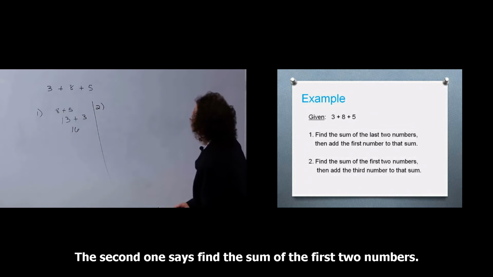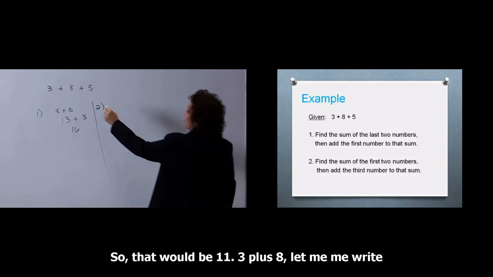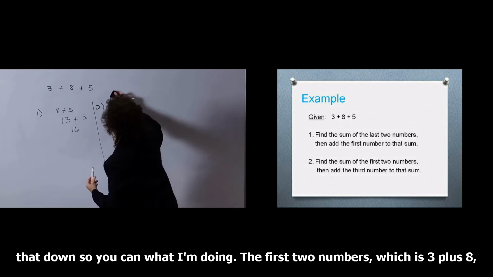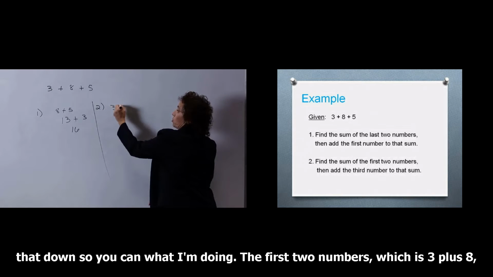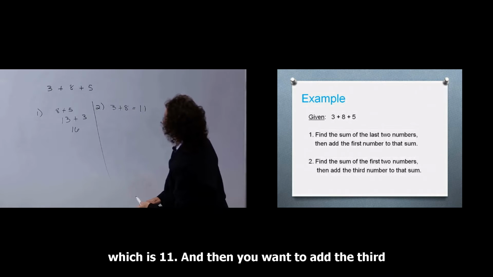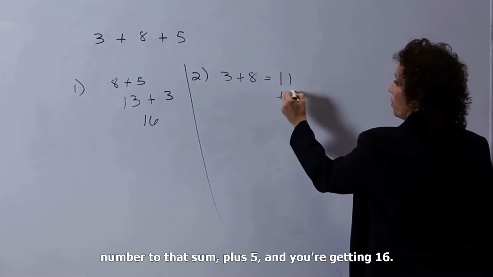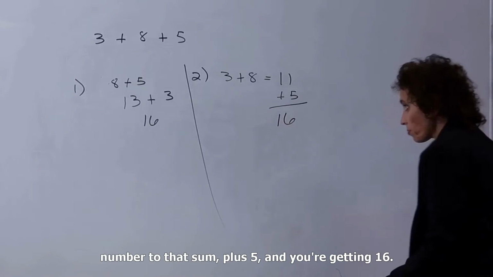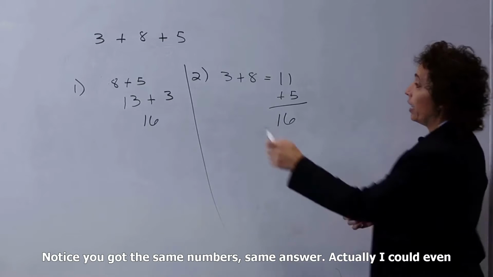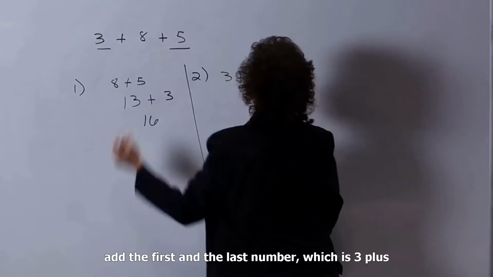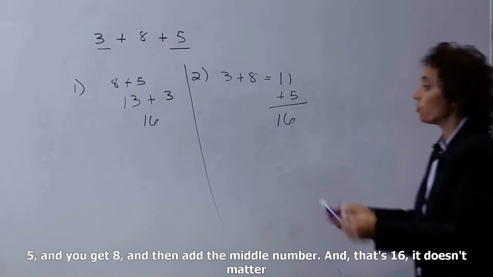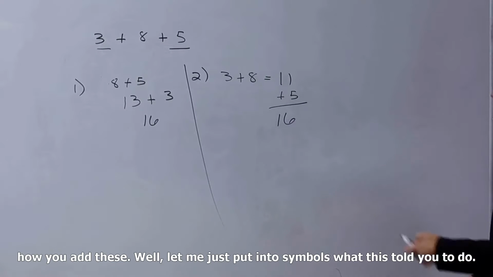The second one says, find the sum of the first two numbers. So that would be 11. 3 plus 8. Let me write that down so you see what I'm doing. The first two numbers, which is 3 plus 8, which is 11. And then you want to add the third number to that sum, plus 5, and you're getting 16. Notice you got the same numbers, same answer. Actually, I could even add the first and the last number, which is 3 plus 5, and you get 8, and then add the middle number, and that's 16. It doesn't matter how you add these.